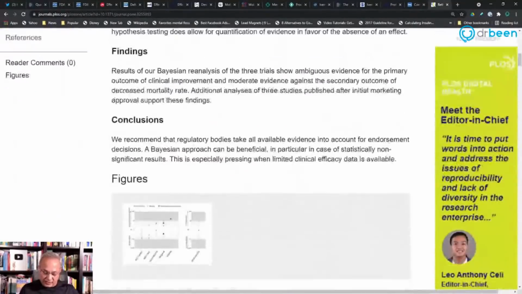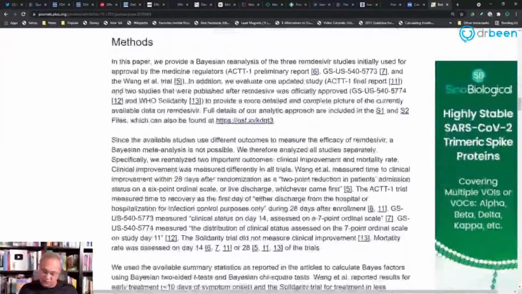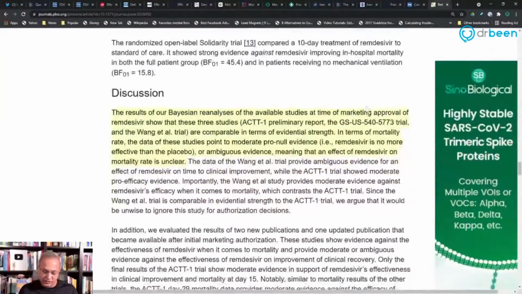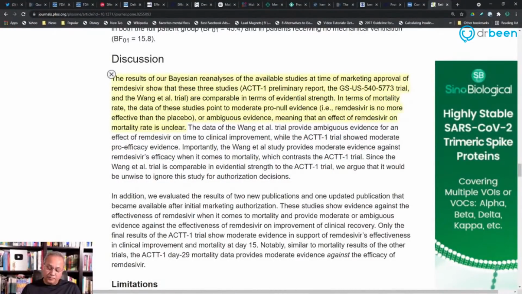And they've done some analysis. In this analysis, what they're saying is the following. The results of Bayesian reanalysis of the available studies at time of marketing approval for Remdesivir show that these 3 studies, ACTT-1, GS-US, and Wang et al., are comparable in terms of evidential strength. In terms of mortality rate, the data of these studies point to moderate pro-null evidence. That is, Remdesivir is no more effective than the placebo.